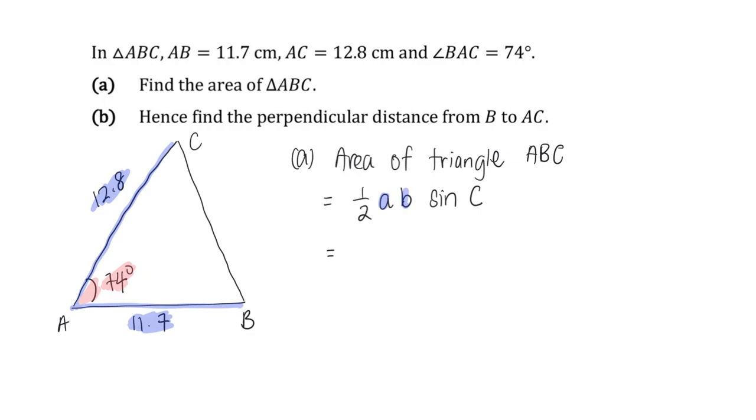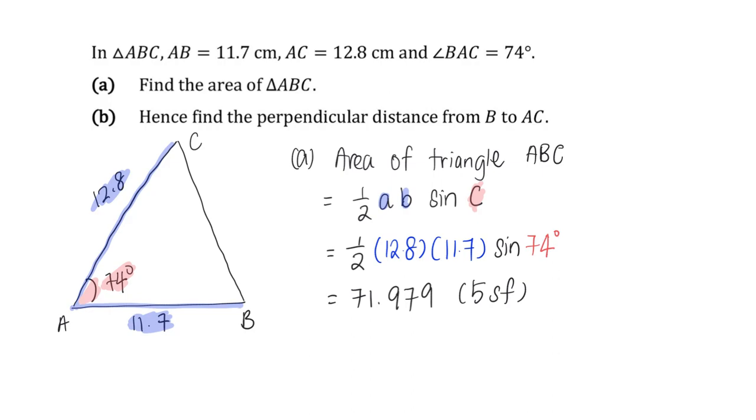Okay, then this formula will work. So I will then have my 12.8 times 11.7 times the sine of 74 degrees. And I will get the area pretty straightforward. 71.979 to about 5 significant figures followed by 3 significant figures, 72.0 cm square.